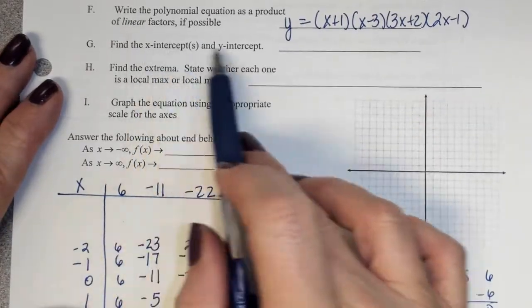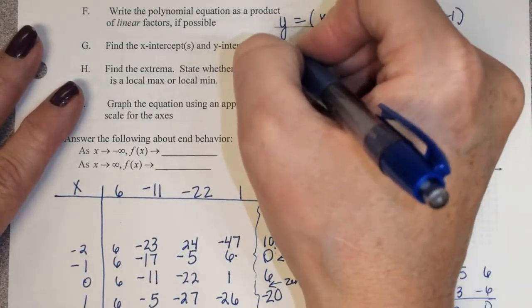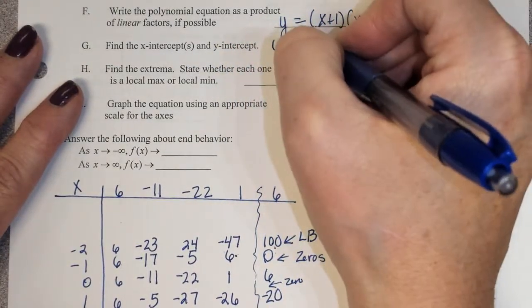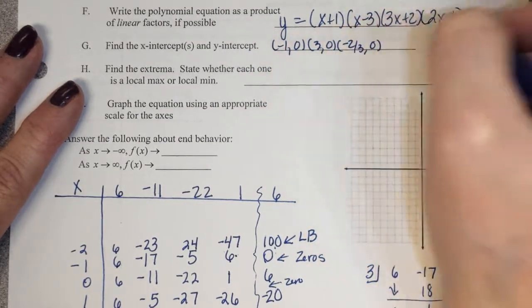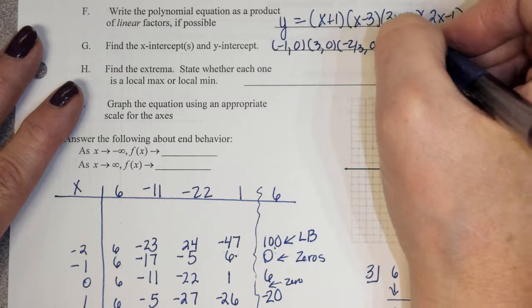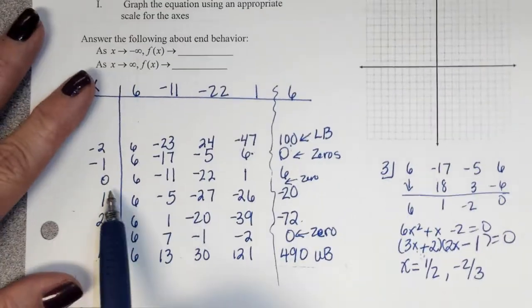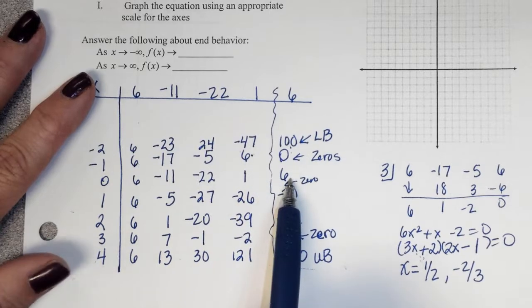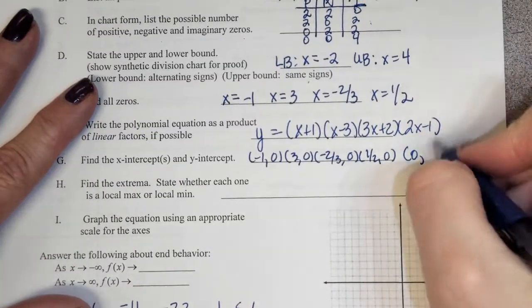All right. Find the x-intercepts and y-intercepts. Well, the x-intercepts we already know. They were (-1, 0), (3, 0), (-2/3, 0), and (1/2, 0). Our y-intercept is when we plug in 0 for x. What did we get down here when we plugged in 0 for x? 6.